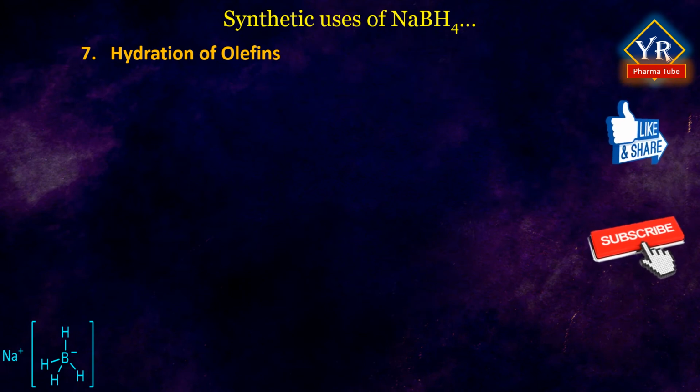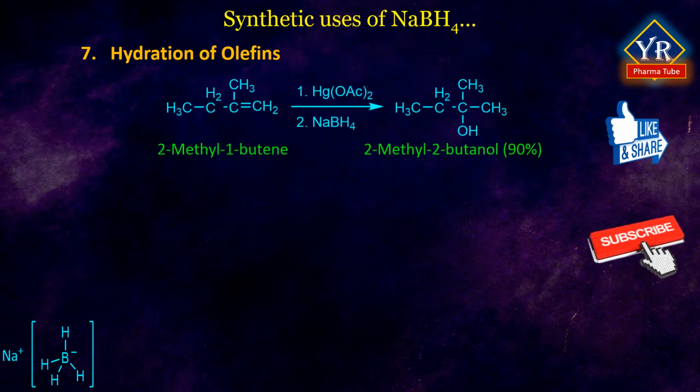Olefins are hydrated under mild condition without rearrangement in high yield on treatment with mercuric acetate followed by sodium borohydride in situ. In situ means on site or in position or on the premises. For example, 2-methyl-1-butene, which is an alkene, when it is hydrated in the presence of mercuric acetate and followed by the action of sodium borohydride, it produces 2-methyl-2-butanol.